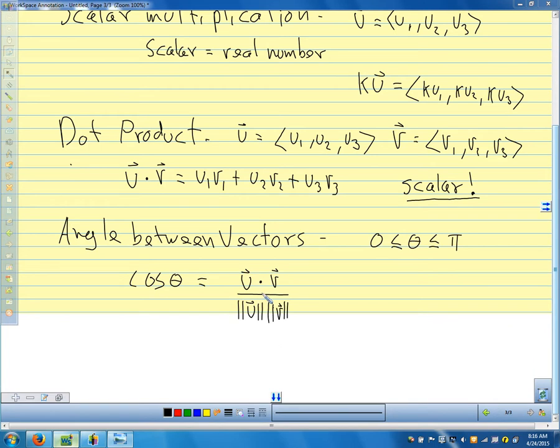And this comes from the law of cosines. And if we multiply both sides by the product of the magnitudes here, we get another way of finding the dot product. We could say that u dot v is the magnitude of u times the magnitude of v times the cosine of the angle between them. This gives us another way to find the dot product. And with this way of finding the dot product, we don't have to know the component form. All we have to know is the magnitudes and the angle between them. So sometimes that can be useful.